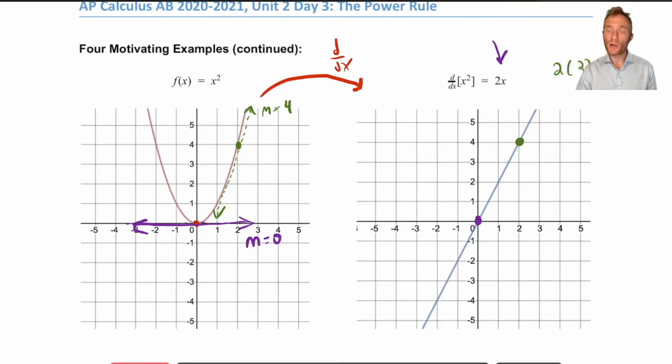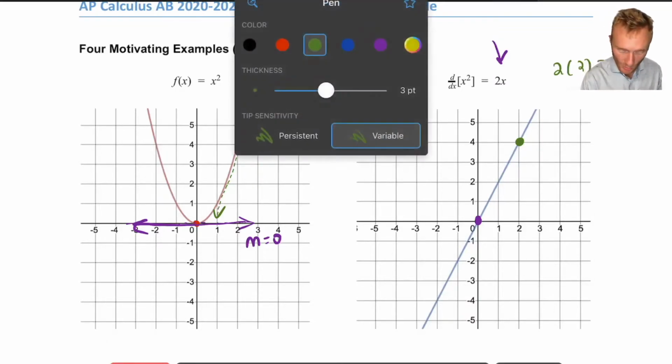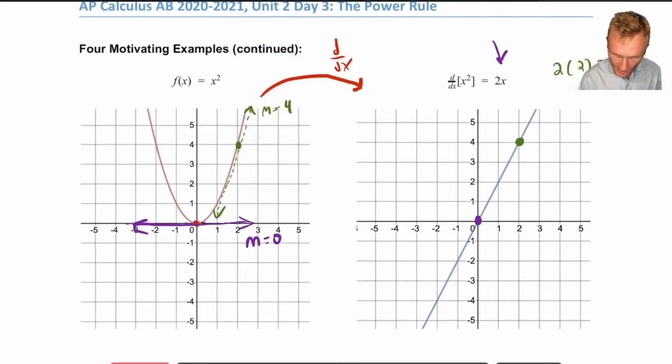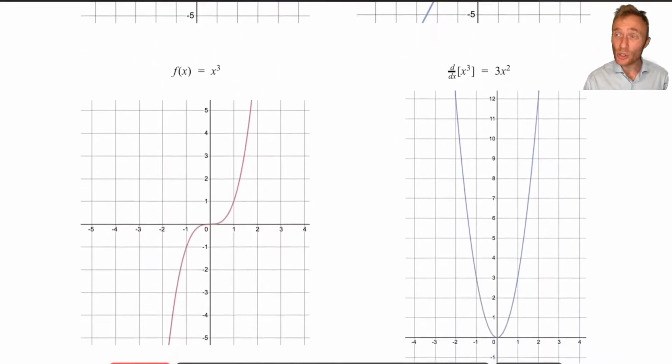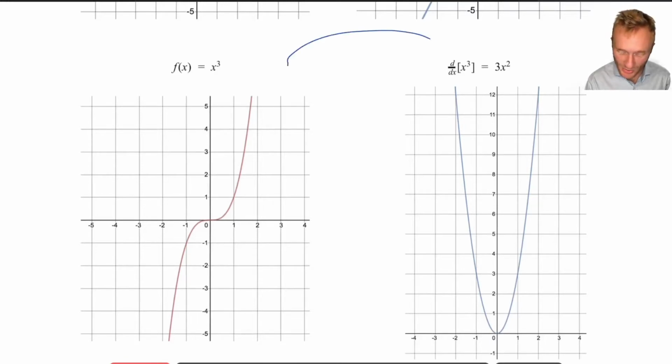You can look up any point on this line, it tells you the slope of that parabola on the left at that point. The slope at -1 is -2. Does that check out? Yes. The slope at -1 of the tangent line is -2, so it checks out. Super quick, right? Same idea, x cubed, the derivative becomes 3x squared, and maybe you're starting to see the pattern here.